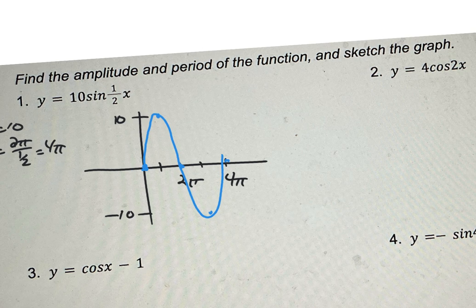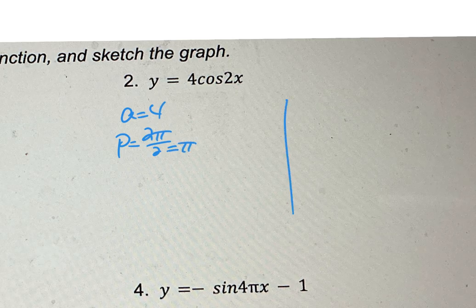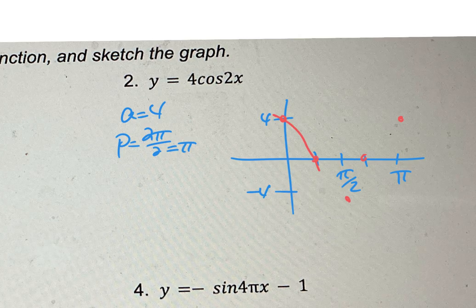No big deal. Number 2, y equals 4 cosine x. Okay, so like amplitude, number in the front, 4. Period, 2 pi divided by b. b is 2, so there's pi. Coming over here, going 1, 2, 3, 4. That's pi. Halfway to pi is pi over 2. The amplitude is 4, negative 4. Cosine starts at 1, in this case 4, and goes down, up. And there it is. I kind of missed those dots there.